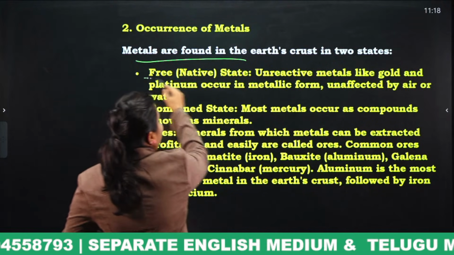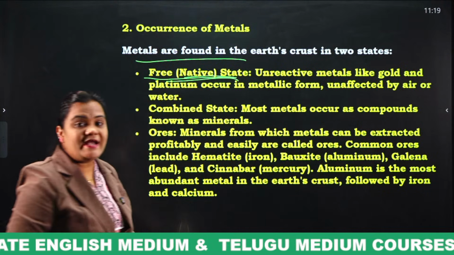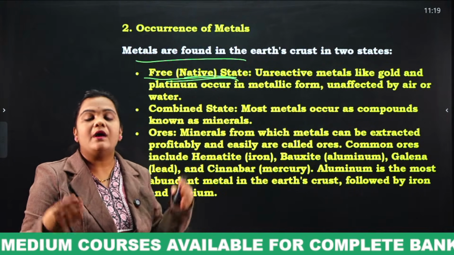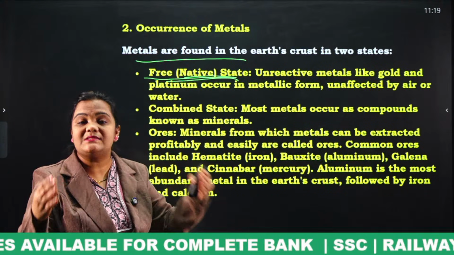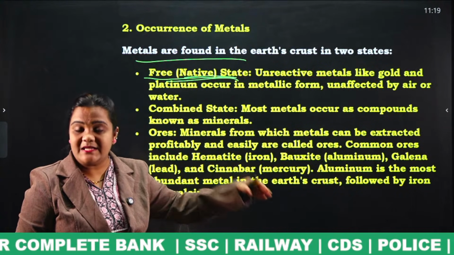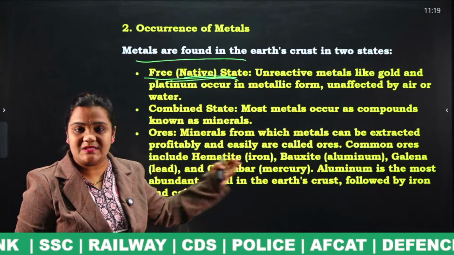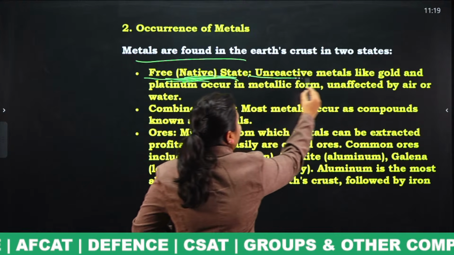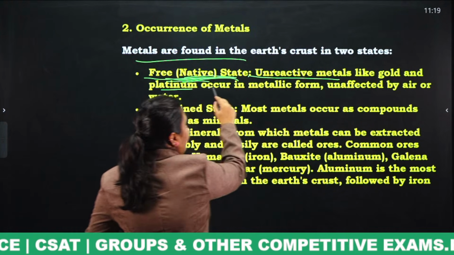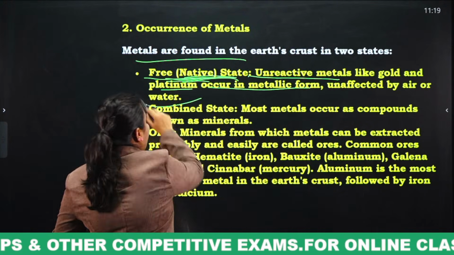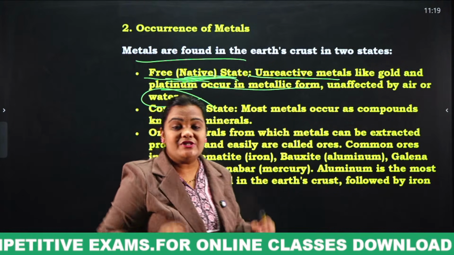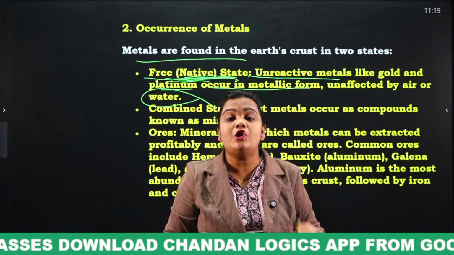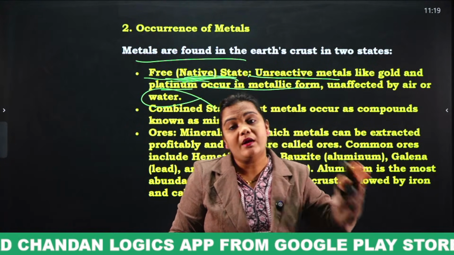One is the free native state. What do you mean by free native state? How do we get gold, students? Gold and coal, we all get these from where? From the earth, that is, from the earth's crust. Free native state means unreactive metals like gold and platinum occur in metallic form, unaffected by air or water. Do you understand, students? These two metals, gold and platinum, will not react with either air or water.